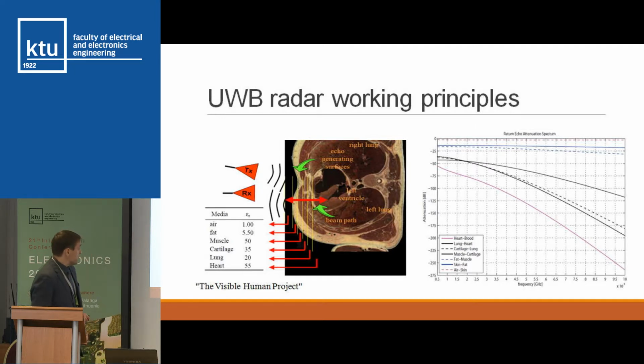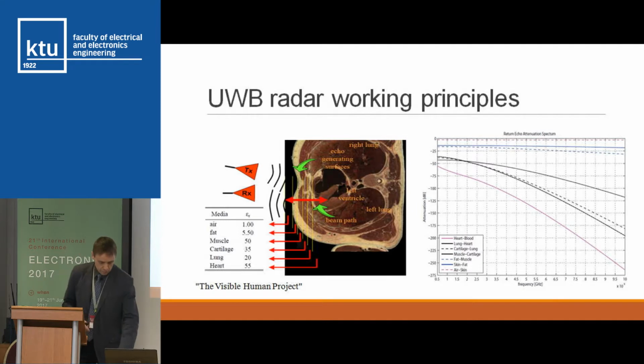So in case of measuring, for example, a heartbeat signal, when we are transmitting energy, we will get first reflection from the air-skin boundary, second reflection from the fat-muscle boundary, and finally some reflections from the heart. And because the heart is moving, we can detect signals.